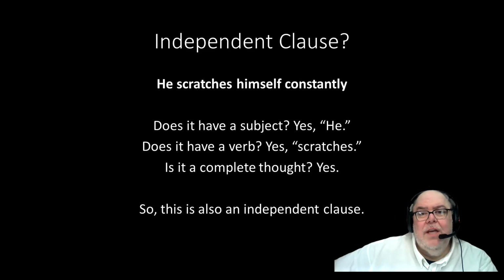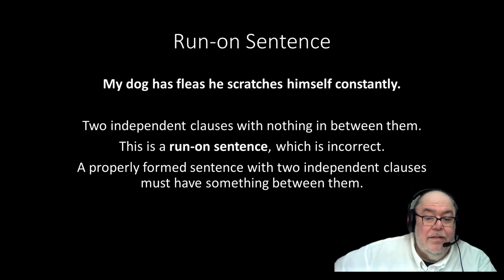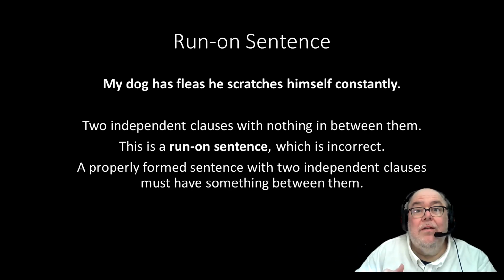He scratches himself constantly. Subject, yes, he. Verb, yes, scratches. Complete thought, yes. This is another independent clause. So what happens when we put two clauses together? My dog has fleas, he scratches himself constantly. When you have two independent clauses with nothing in between them, that is a run-on sentence, and it's incorrect. A properly formed sentence that has two independent clauses must have something in between them.